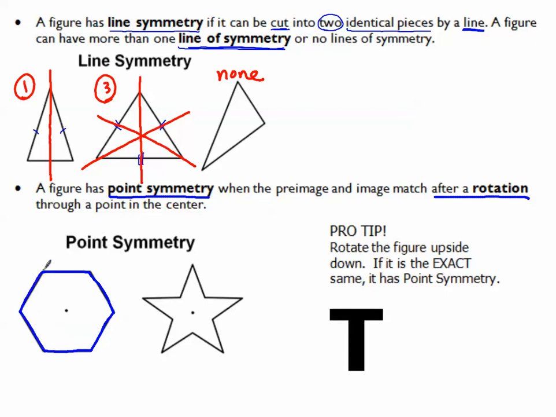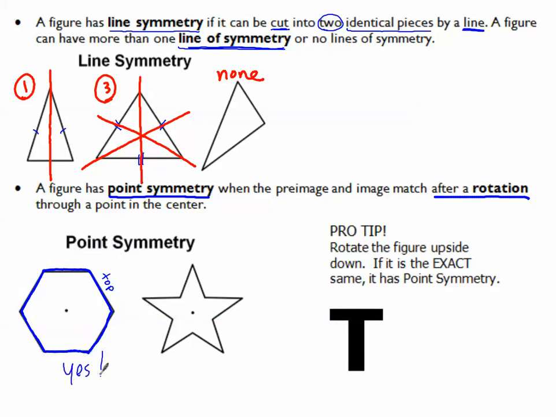Take a look at this. I'm going to label this the top. And I'm going to rotate about the origin. And now you see that my rotation about the origin didn't quite fix itself, but there we go. The top has moved to the side, but it is the exact same figure. This one has point symmetry.